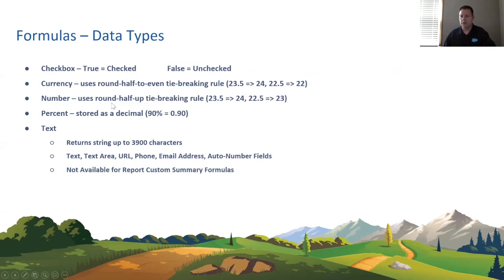Whereas number uses round half up. So 23.5 goes to 24, and 22.5 goes up to 23. So currency rounds to even, number rounds up at 50%. Percent is stored as a decimal. That's relevant because if you're going to use percent in a formula, you need to use the decimal format and you have to have the 0 in front of the decimal. And then text in formulas returns a string up to 3,900 characters, and it can be used for all these other areas as well.